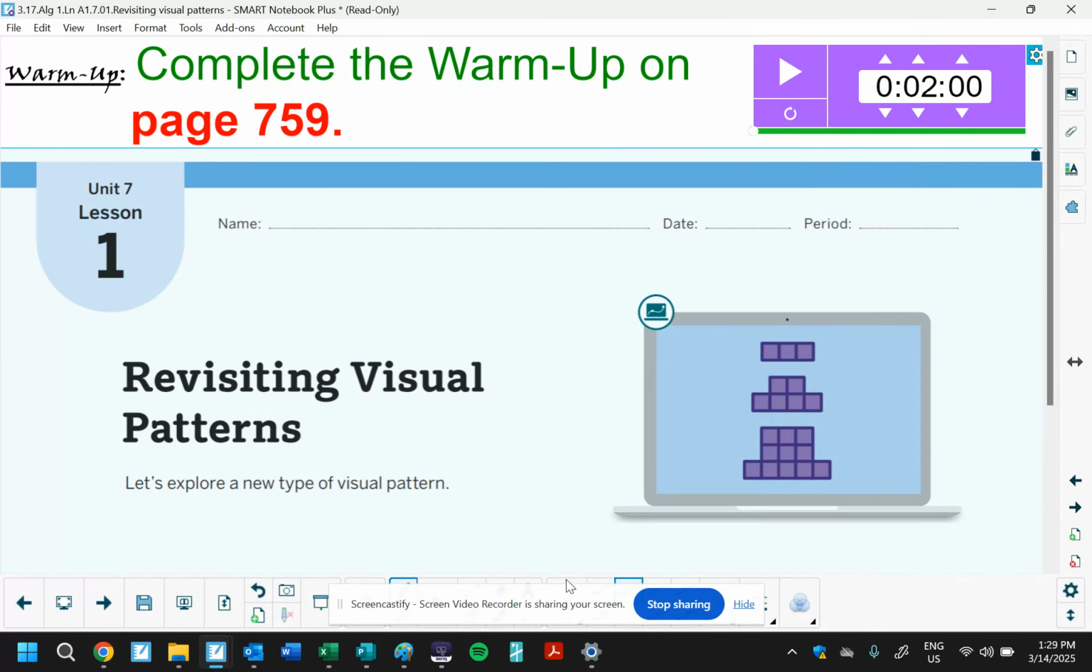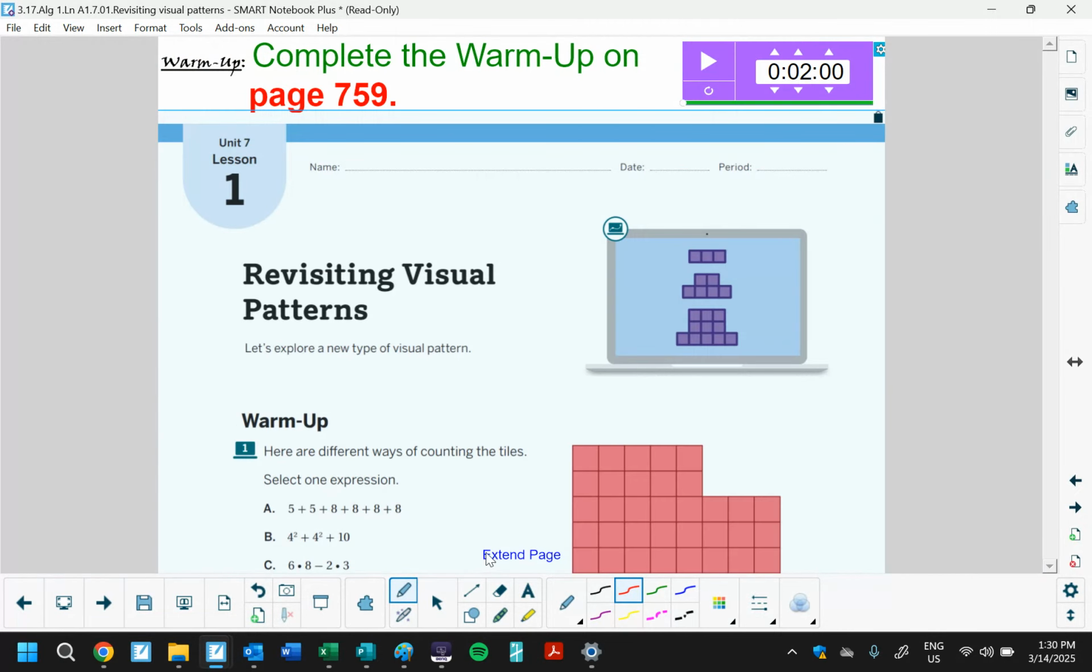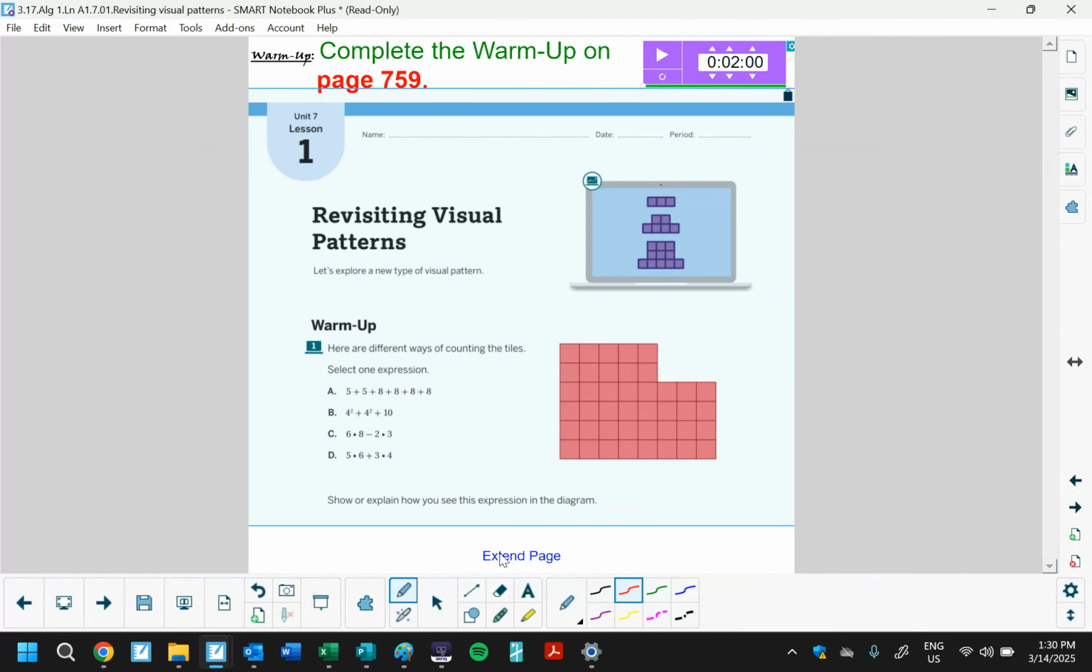All right, I'm going to invite you to open up to page 759. Press pause, see what you can come up with, and come on back when you're ready. Go ahead and press pause right now and come back when you're good.